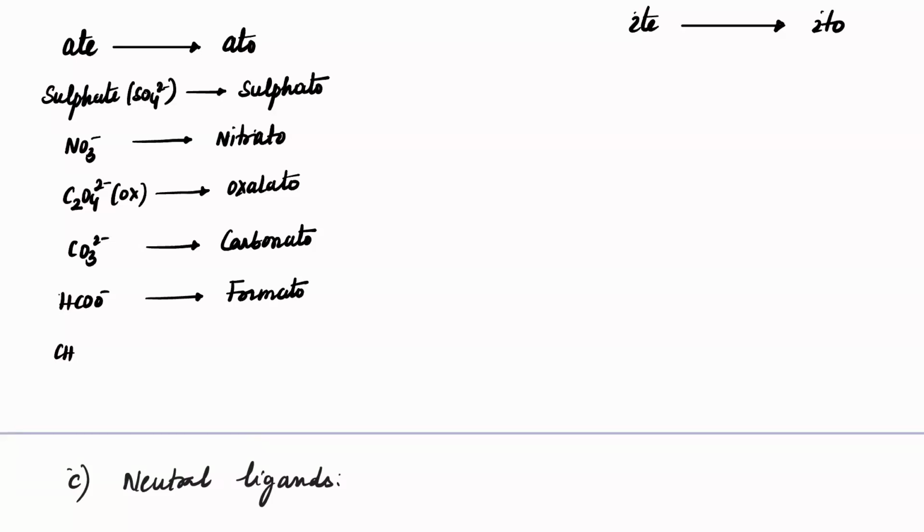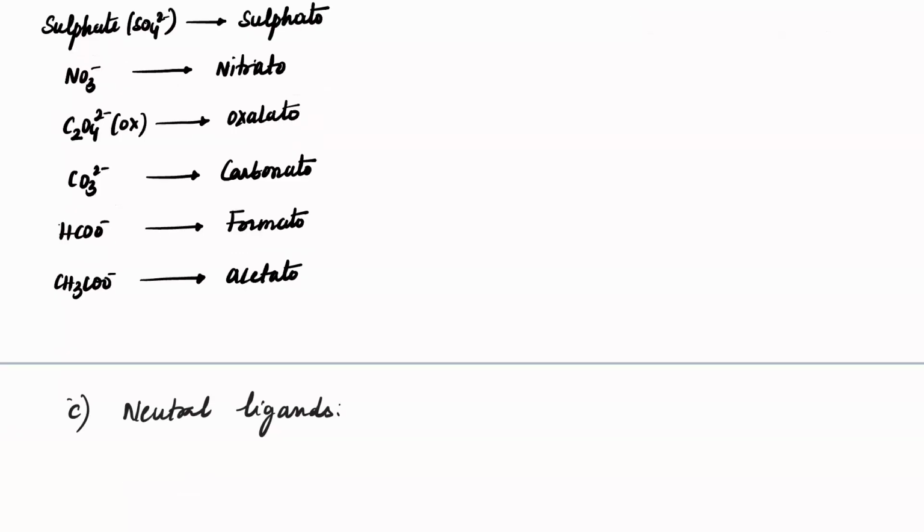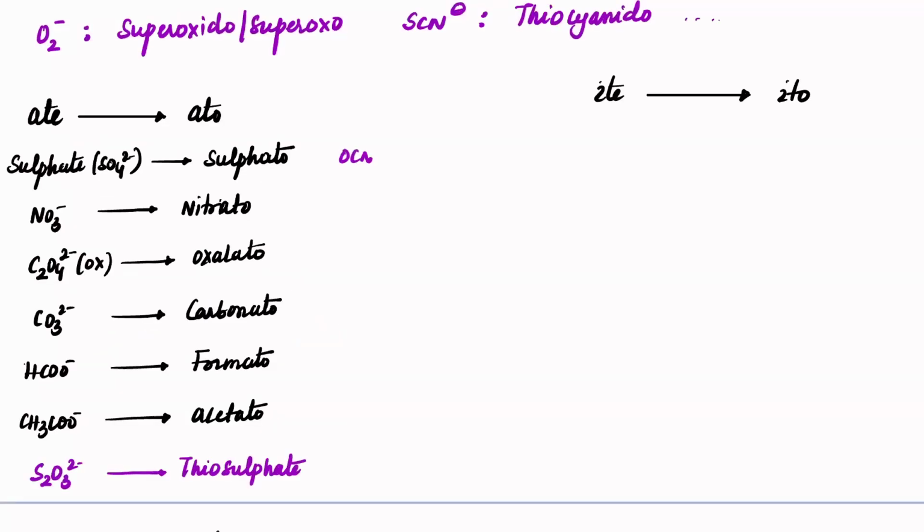CH3COO minus, acetate, acetato. Got it? So have you got the rhythm of it? Like, in which case, what is the name that is to be used? Okay. A few more important ones which you need to know is S2O3 2 minus, which is thiosulfato. Thiosulfato. Correct? The other one is OCN minus. So that is cyanato, because this is called cyanate.